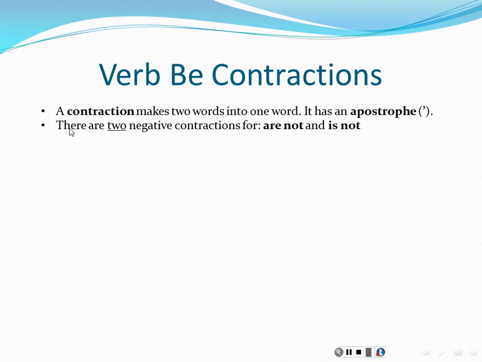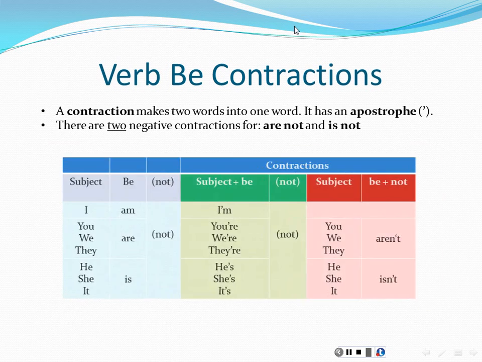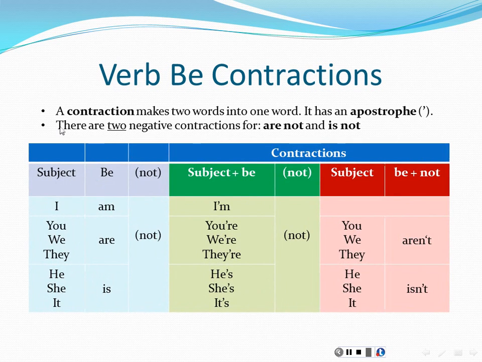The second note, there are two negative contractions. So, for are not and is not, we have two forms of contraction. Let's see those contractions. Let's start with the first one.